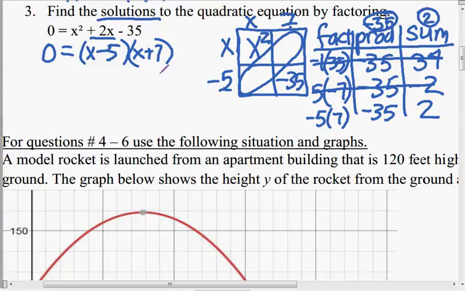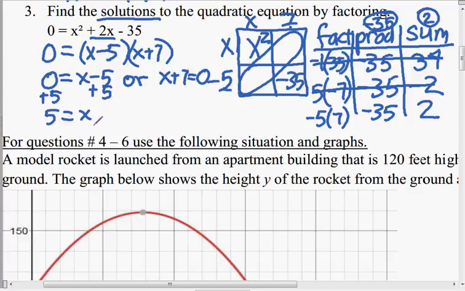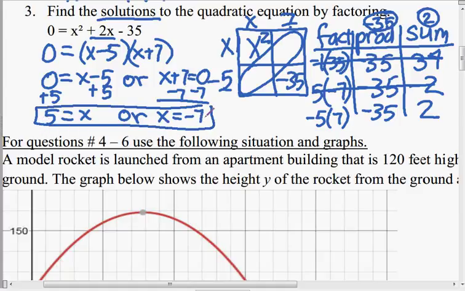Now that I have it in factored form, I use the zero product property. If I multiply and my answer is 0, then either x minus 5 has to equal 0 or x plus 7 has to equal 0. Add 5 to both sides. 5 equals x, or subtract 7 from both sides. X equals negative 7. Okay. Good.